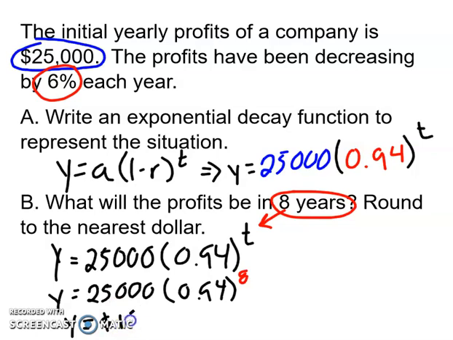And we get $15,239.81, so we round down and we keep it at 15,239. So they're still generating a profit, but as you can see, over the next 8 years, they're almost $10,000 less than where they started out. But they're still generating profit, but we can still see that we are starting to lose money. And that should make sense because we're talking about decay and we're not talking about growth.